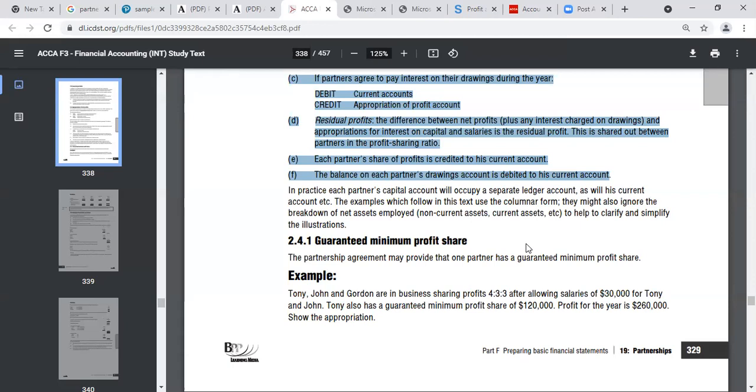This is Tony, John, and Gordon. They're in business, sharing profits 3 to 3 to 3 after allowing salaries of 30,000 for Tony and John. Tony has a guaranteed minimum profit share of 120,000, and the profit is 260,000. So whatever we get in terms of profit, his share should be 120,000. They're asking us to show the appropriation.